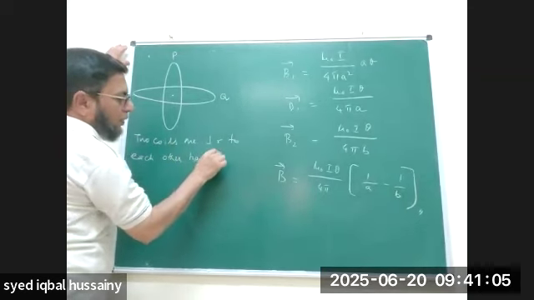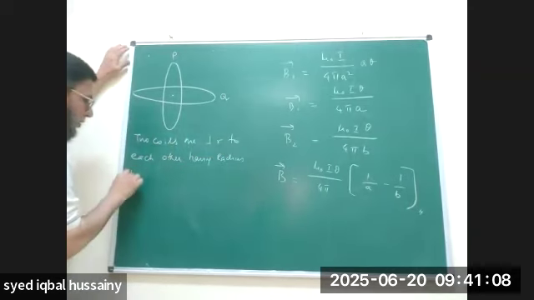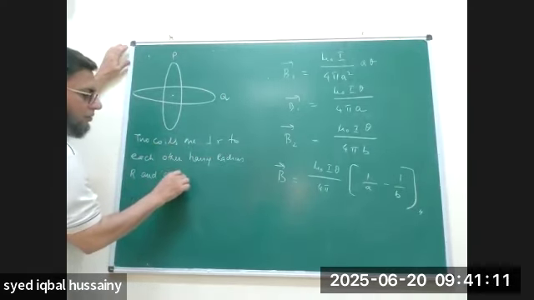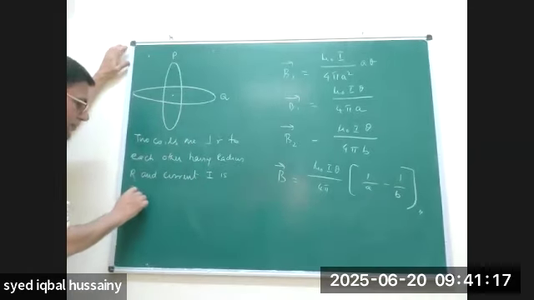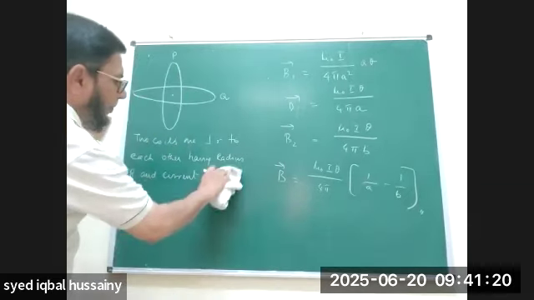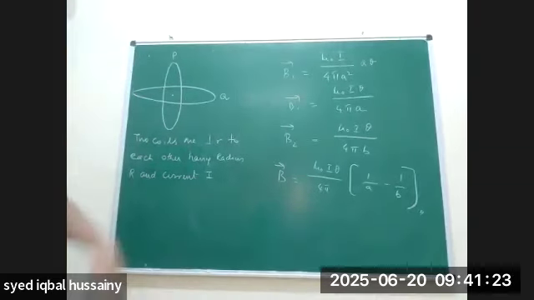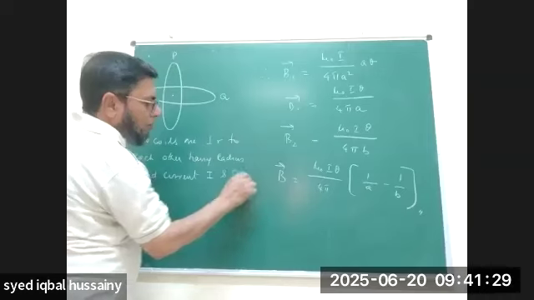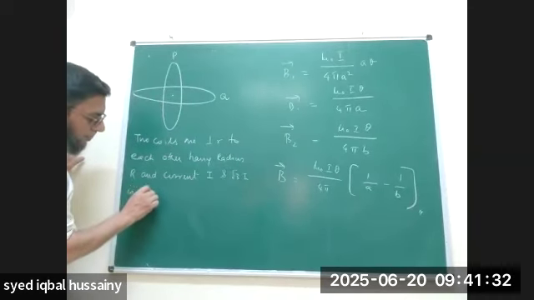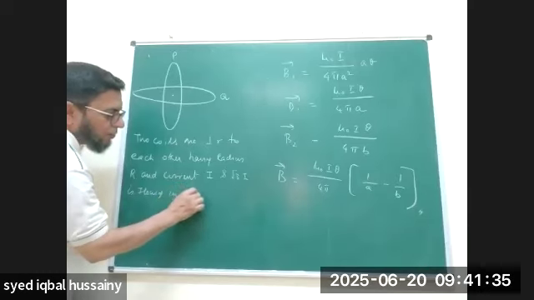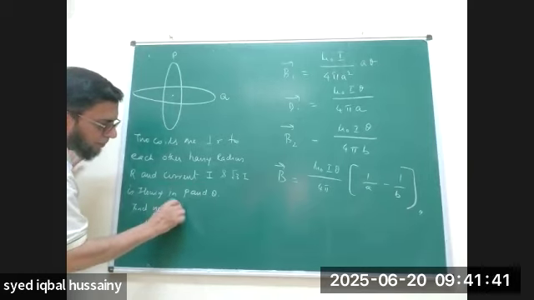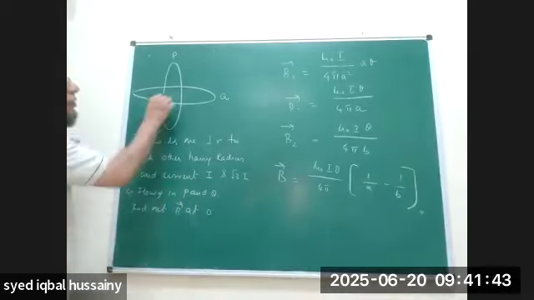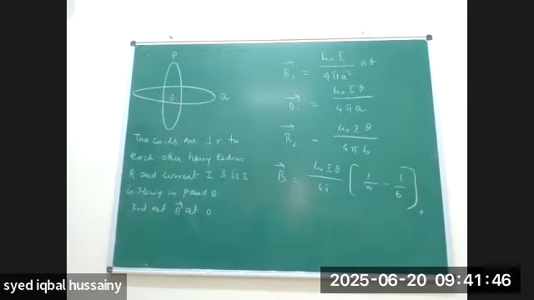Having radius r and current I and, sorry, root 3 I. Current I and root 3 I is flowing in P and Q. Find net magnetic field at the center.